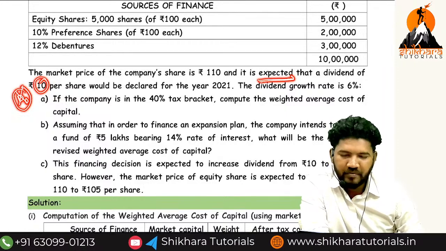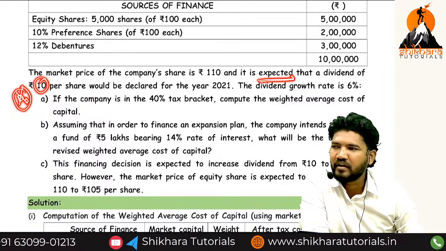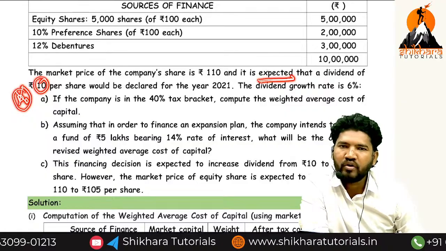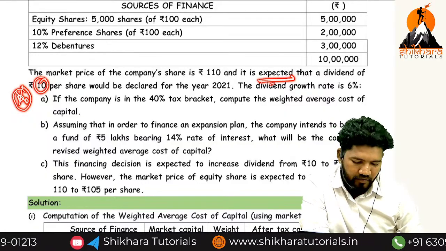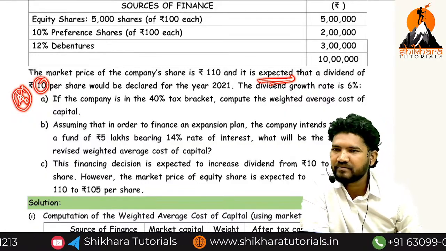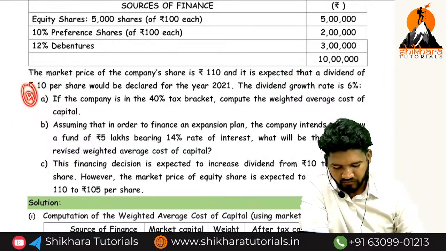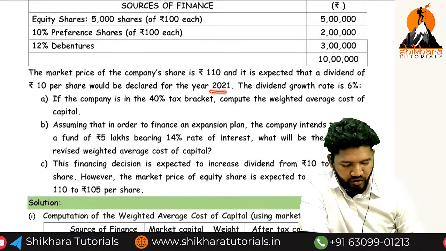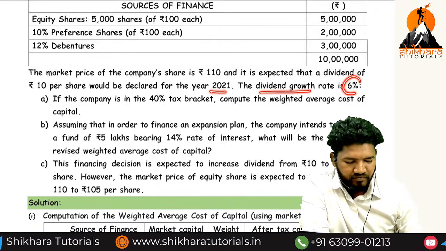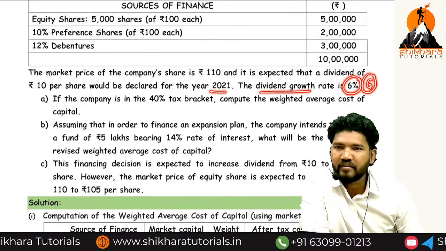Sometimes they will give D1 directly, sometimes they will give D0. If they give D0, you have to convert it to D1. But here D1 is given, so you can take it directly. Don't confuse. Now this is called D1, declaration for the year 2021. The dividend growth rate is 6%. Growth rate is also given directly.